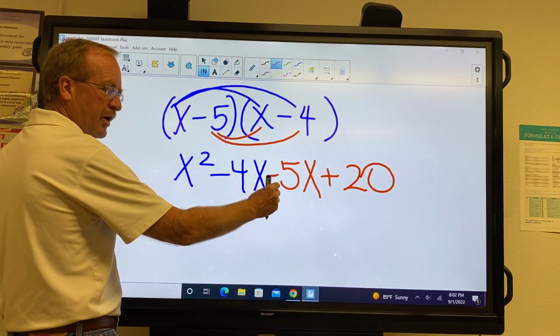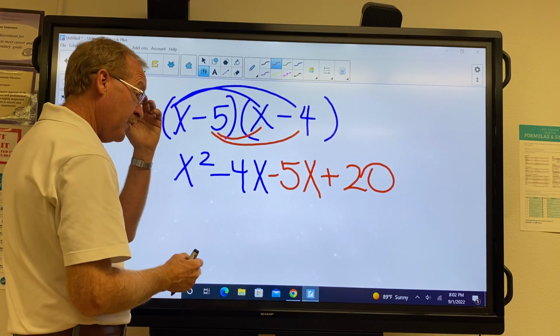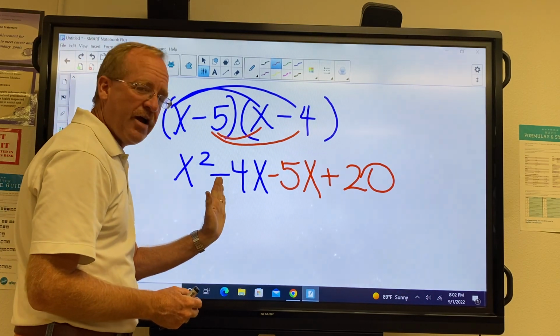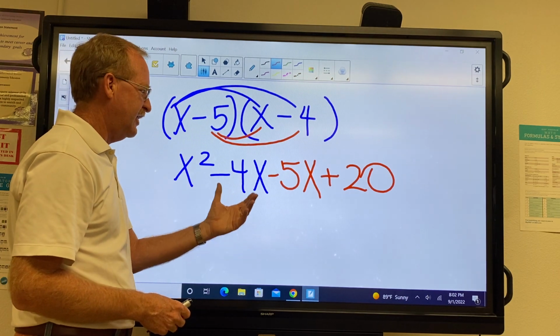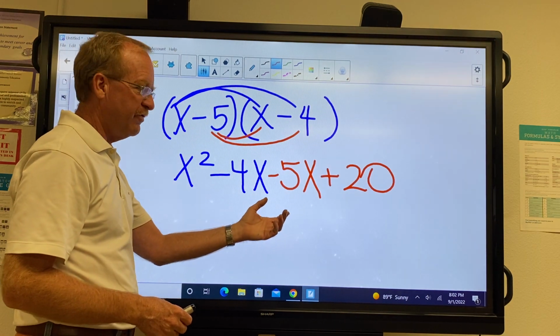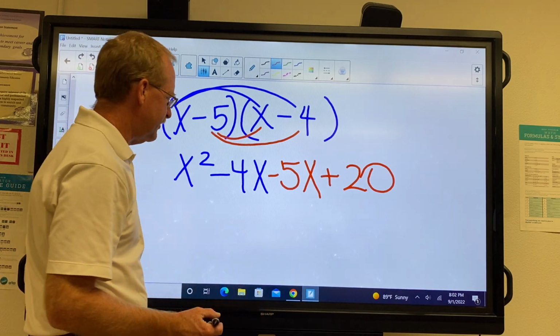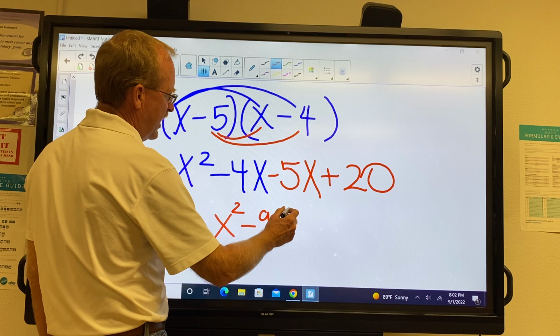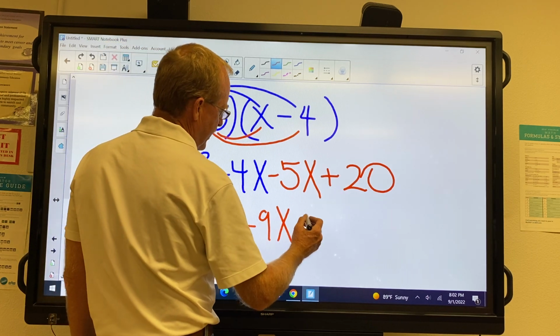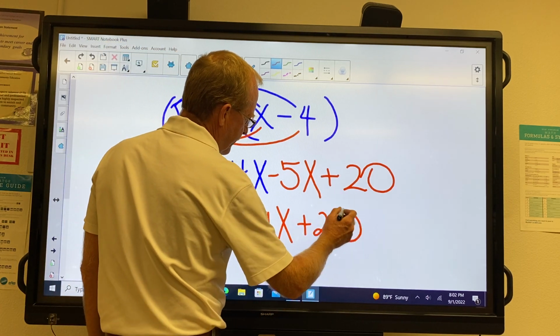Now here again, we want to get that middle combined. And remember, if you're 4 down and you go 5 more down, you're 9 down. It'd be like losing $4 and losing $5. Now you've lost $9. So that's going to be negative. So it's going to be negative 9x, and we're going to drop that, and that's going to be 20.